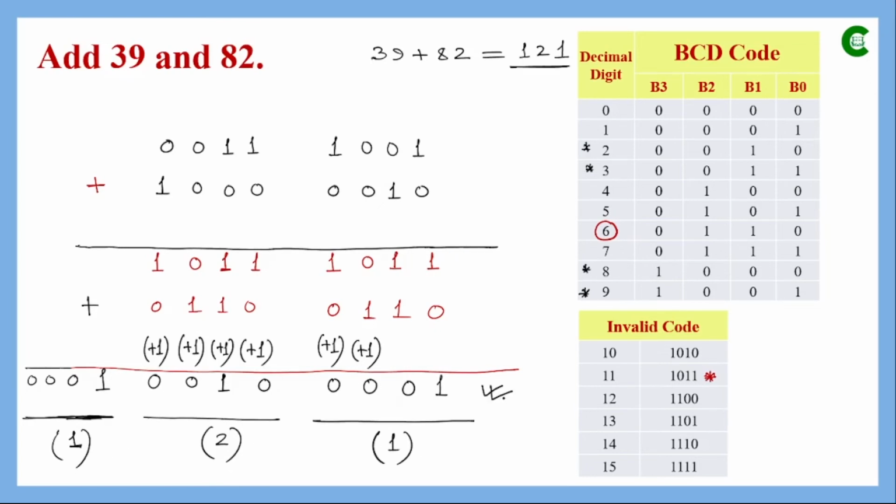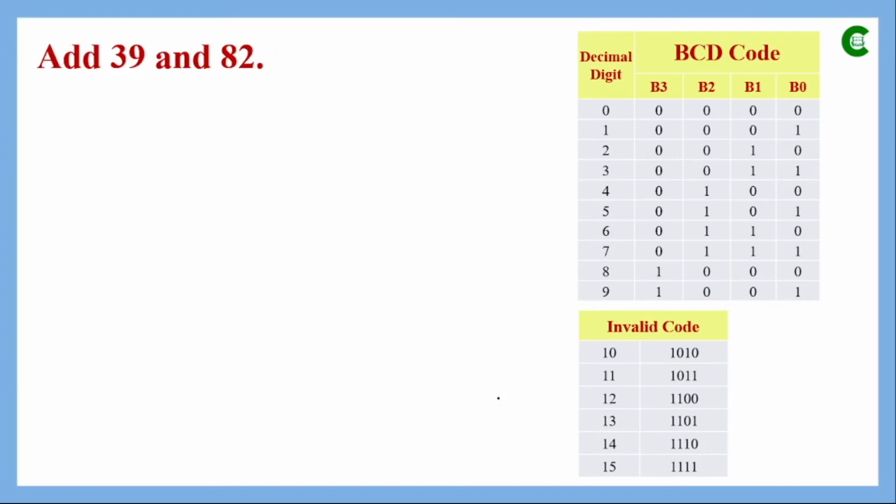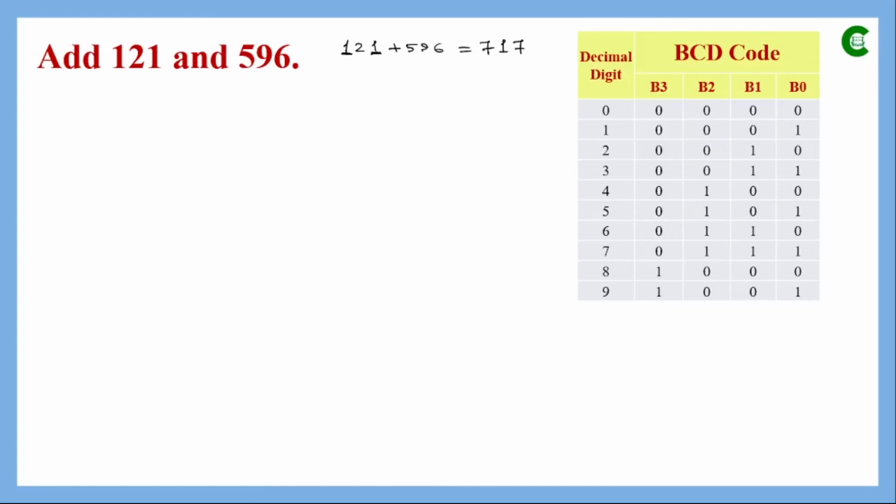Next we will perform BCD addition between two 3-digit decimal numbers. In the decimal number system, if we perform this addition 121 plus 596, the result will be 717. But this addition we want to perform using BCD codes. Again we will keep the mapping aside, which will be helpful for us. In the first step we will convert both numbers into their equivalent BCD.